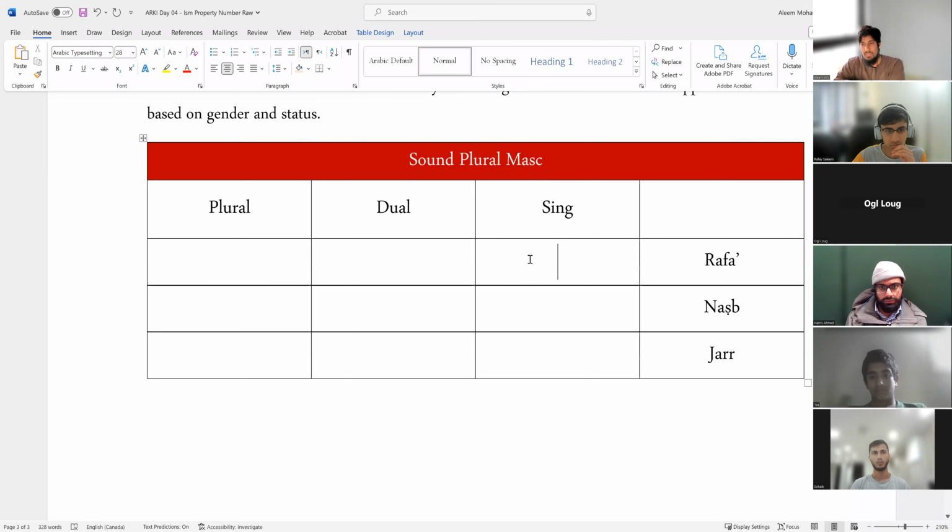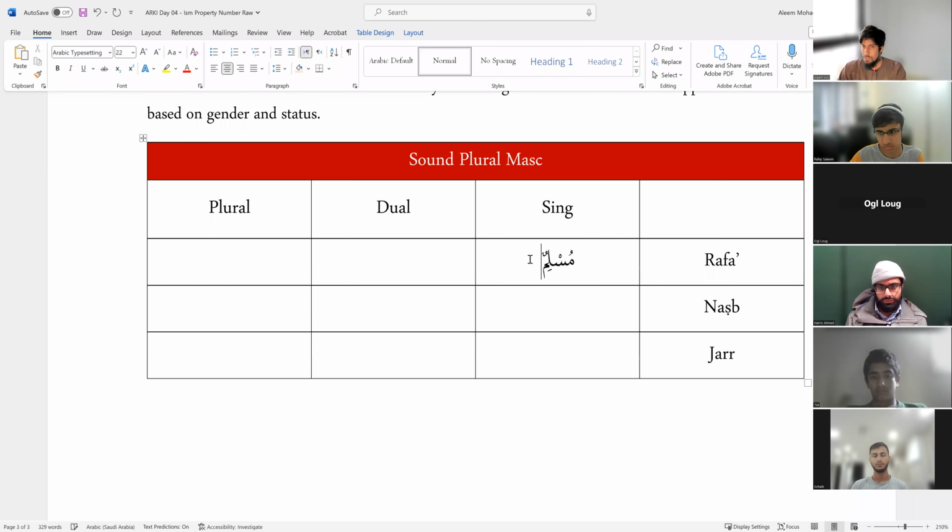You guys have to commit these charts to memory because if you know this chart like the back of your hand, then you'll be able to sit there and figure out, when you look at an ism, is this rafa and is it plural? Is this rafa and is it dual? Is it nasab? Is it dual? Is it plural? It'll help you in that way. So let's go through it.